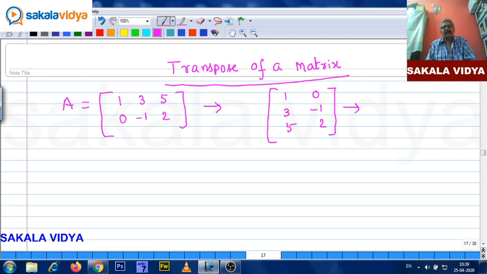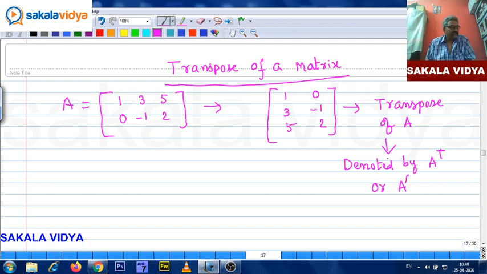This is called the transpose of A, denoted by A transpose, or in some textbooks A dash. Don't get confused, it is not A inverse, A dash and A transpose are both the same. Rows and columns are interchanged. So if A is equal to 1, 3, 5; 0, minus 1, 2, then A transpose is written with the rows and columns interchanged.